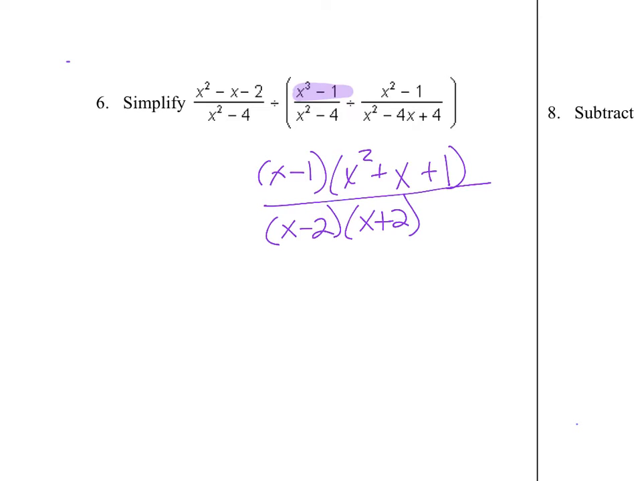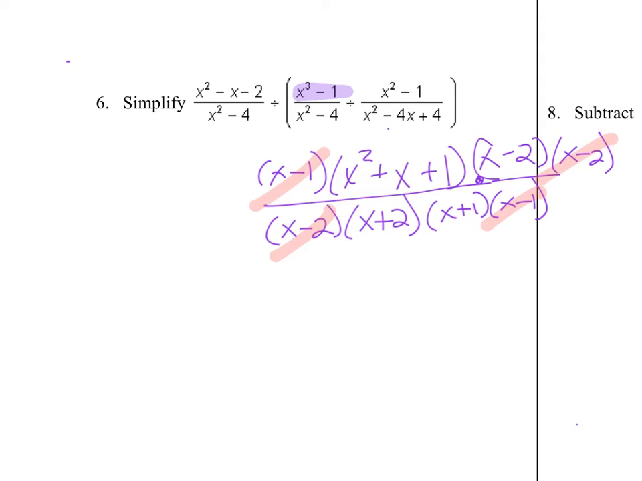Okay, now I'm going to factor the second one, flipping it. So the x squared minus 1 goes in the denominator as x plus 1, x minus 1. And the numerator is now what was the denominator, so I can multiply them. And I've got x minus 2, x minus 2. All right, so I can start to cross some things out. X minus 1, x minus 2. Doesn't look like there's anything else I can cancel out here.